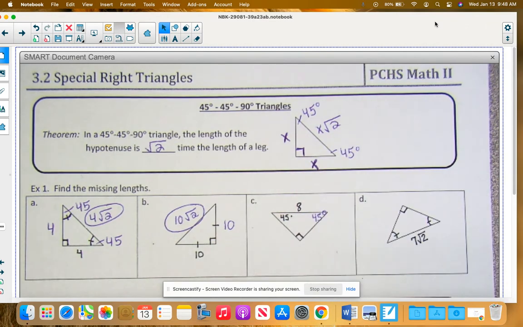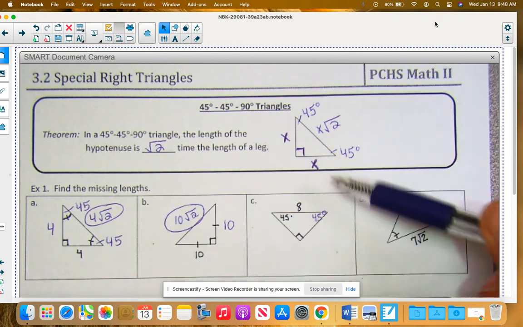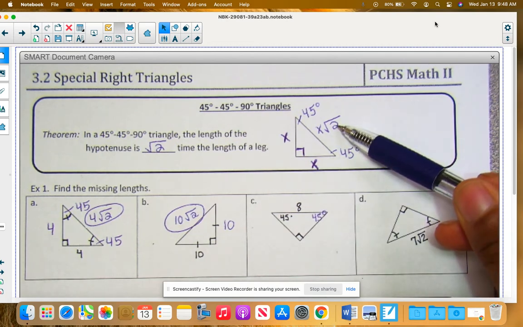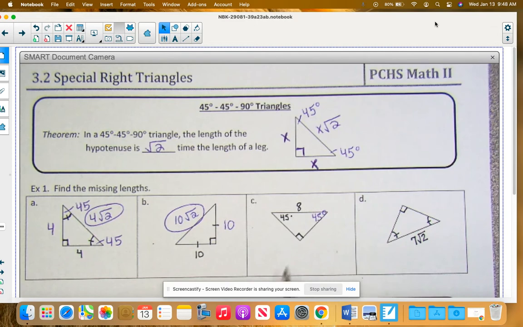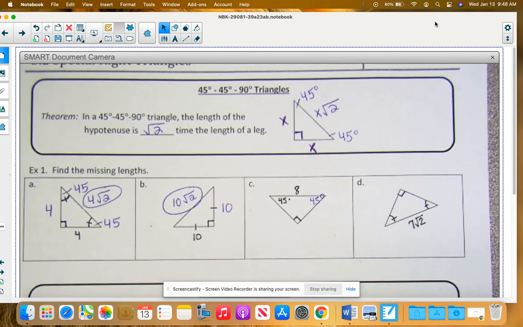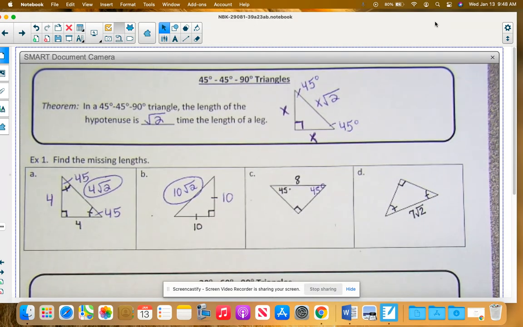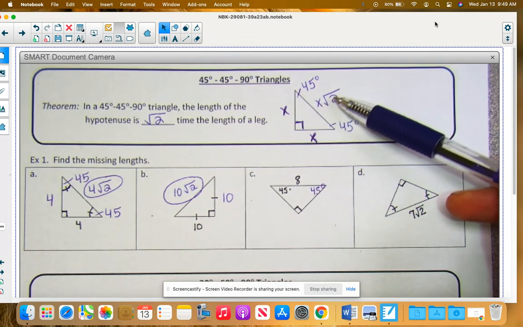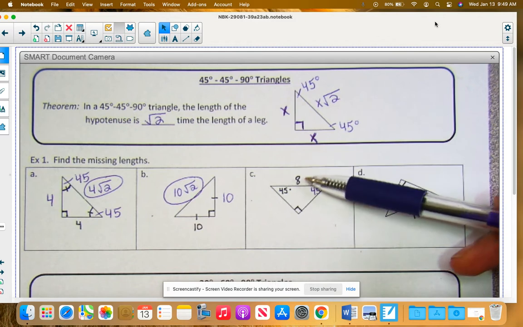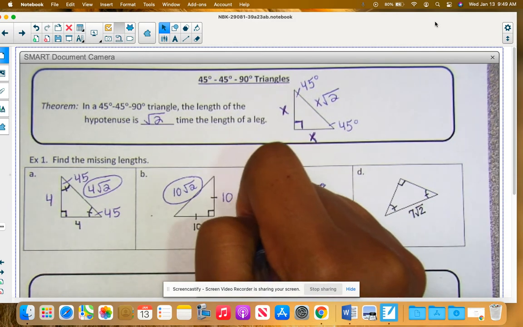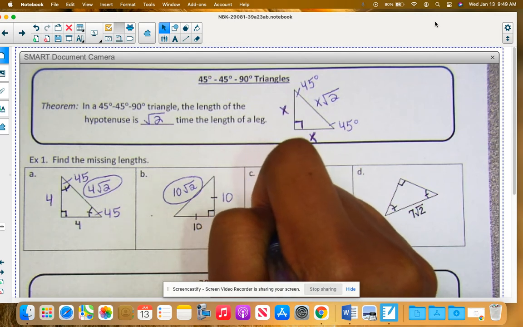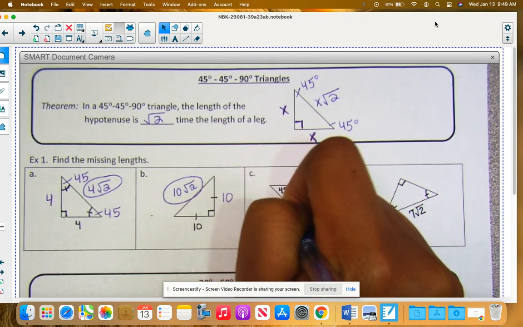So we are dividing this 8 by the square root of 2. I'm going to do a little bit of work down here because this one requires just a little bit more work than the other ones do. So this is what I know. X square root of 2 equals this length here. That's what I already know. So X times the square root of 2 equals 8.